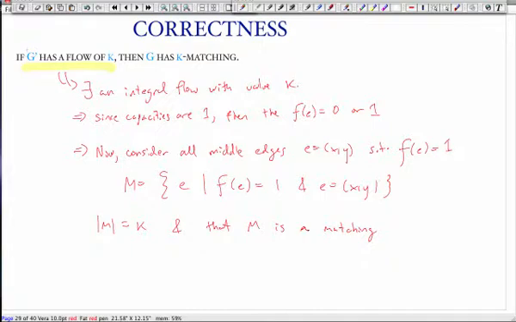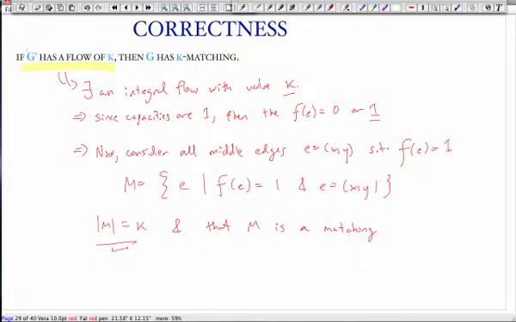So since the value of the flow is K, and each edge can either have 0 or 1, that means there have to be at least K edges, right? If the flow is K and each edge can only have 1, that means there have to be K edges. So this set has size K, check mark.